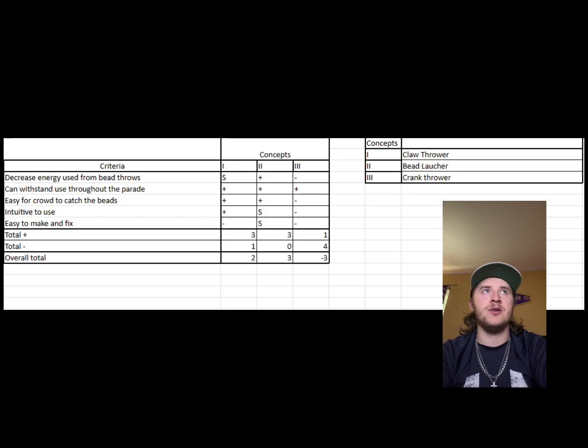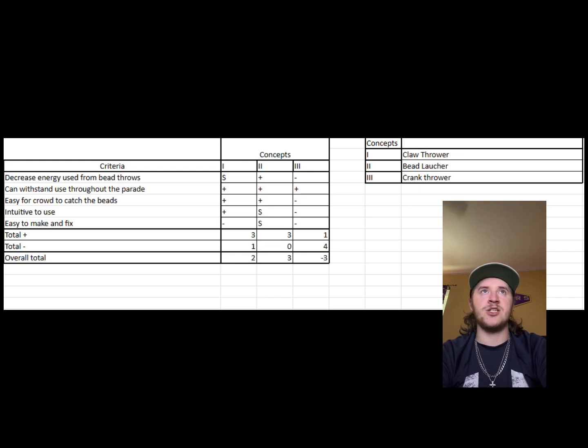The first criterion was to decrease the energy used from the beads being thrown. The second one is can stand the use throughout the whole parade. And the third one would be easy for the crowd to catch the beads. The fourth one would be just easy to use. And the last one would be easy to fix.